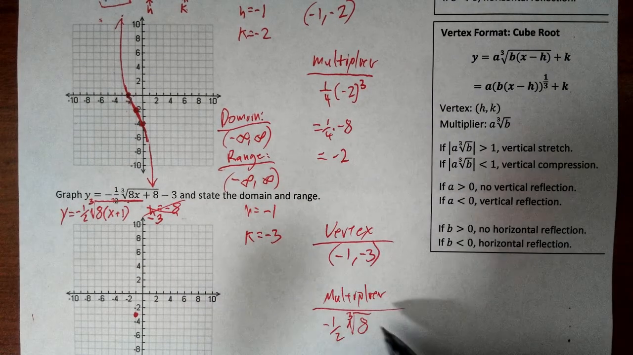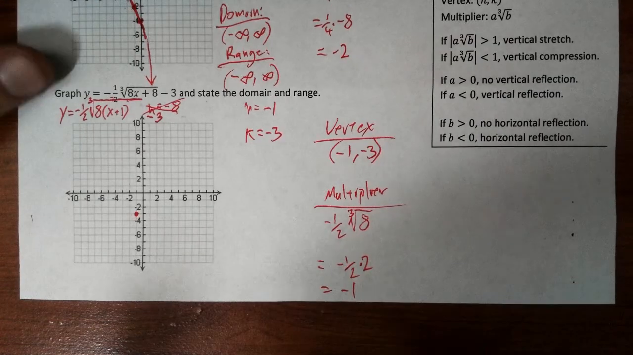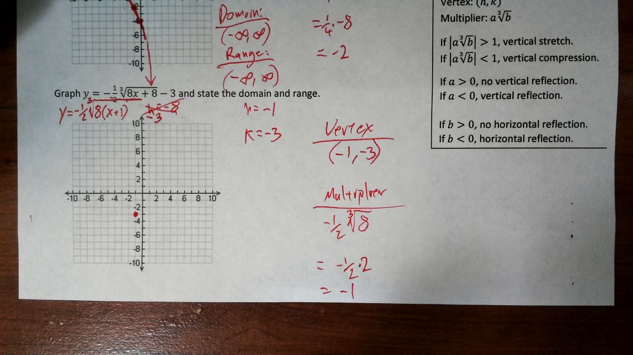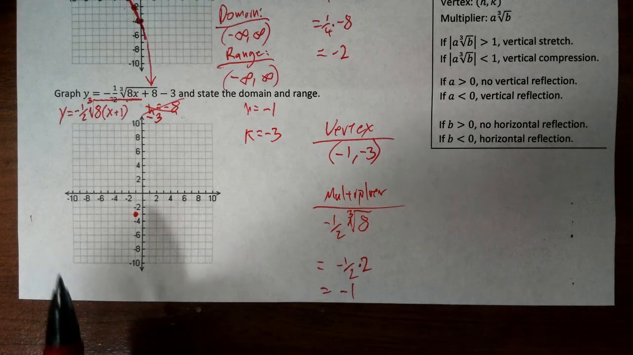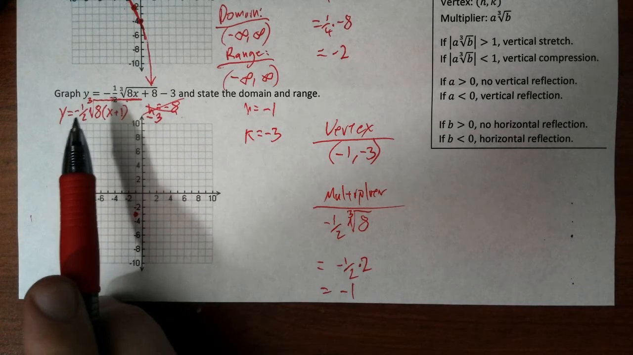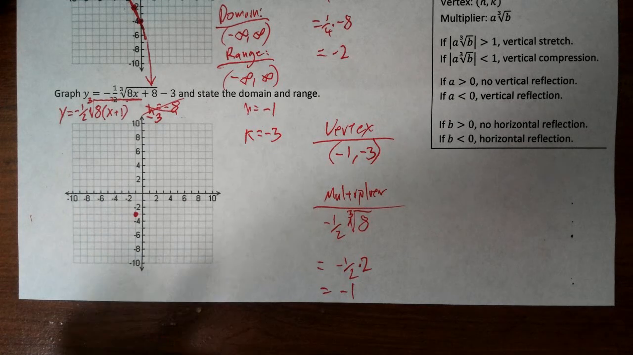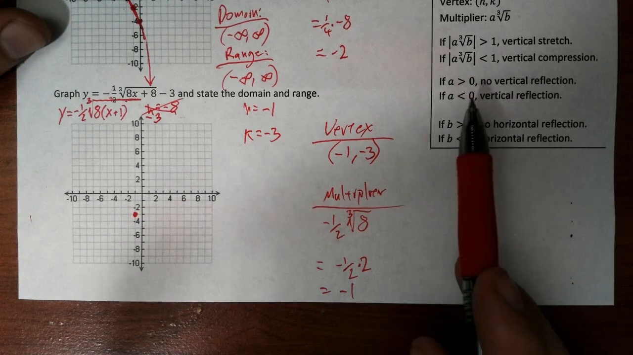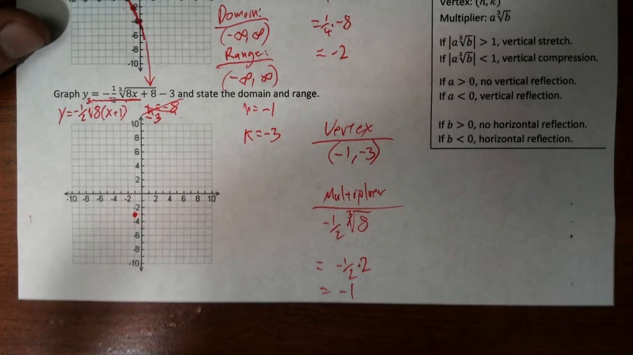So we see we don't even have a multiplier. We don't have a stretch or a compression. All we're going to have is some kind of reflection, and we can tell because we have a negative on the outside multiplier. So a is less than 0, it's negative, so we're going to have a vertical reflection.